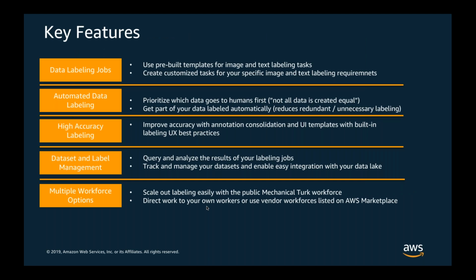I want to now delve deep into the key features of Amazon Ground Truth. The core feature and the core functionality we have introduced in SageMaker is for you to be able to create a data labeling job. There are three things that make up a data labeling job. First, there is the input data set that you provide.